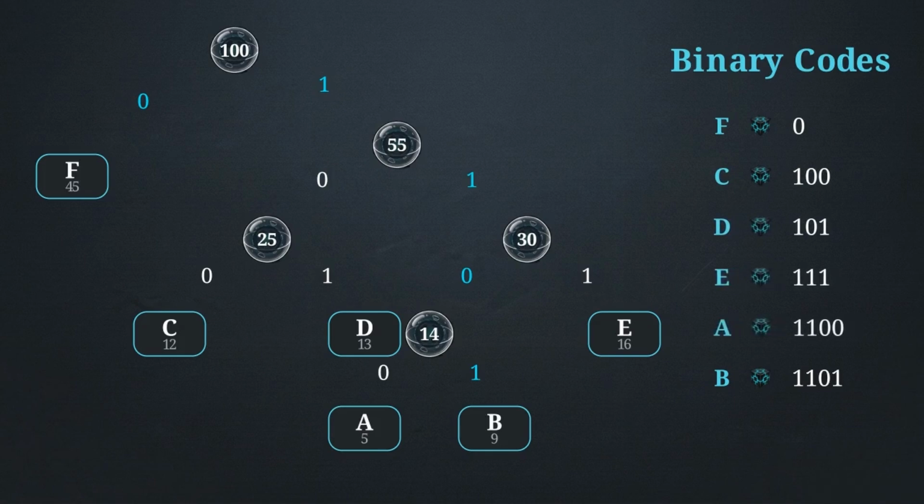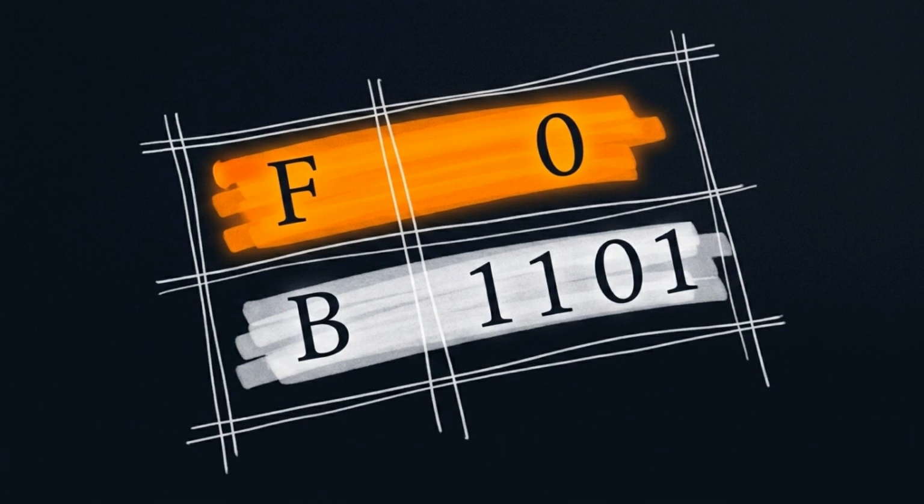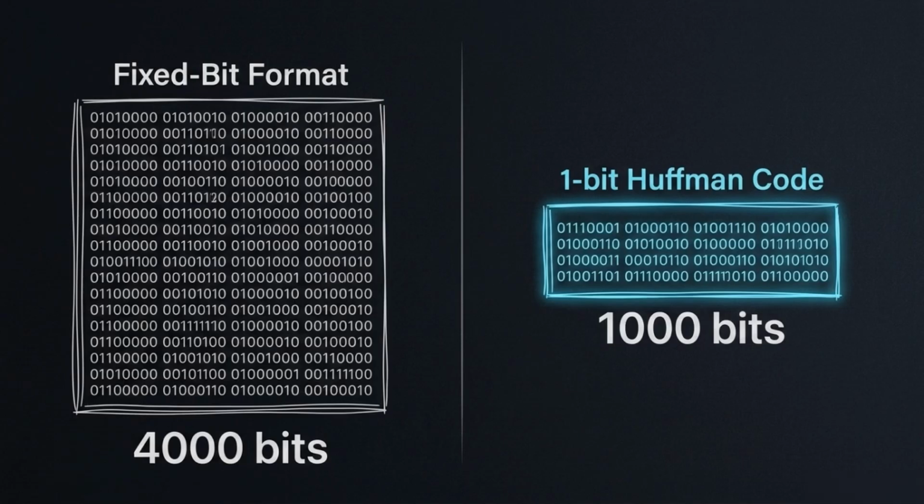The resulting table shows the efficiency of the build. The highest frequency character ended up closest to the root, securing a compact 1-bit code, while the rarest characters were pushed to the bottom. By utilizing a variable length prefix code based on frequency, the system ensures that a character appearing thousands of times occupies a fraction of the space required by fixed bit formats.